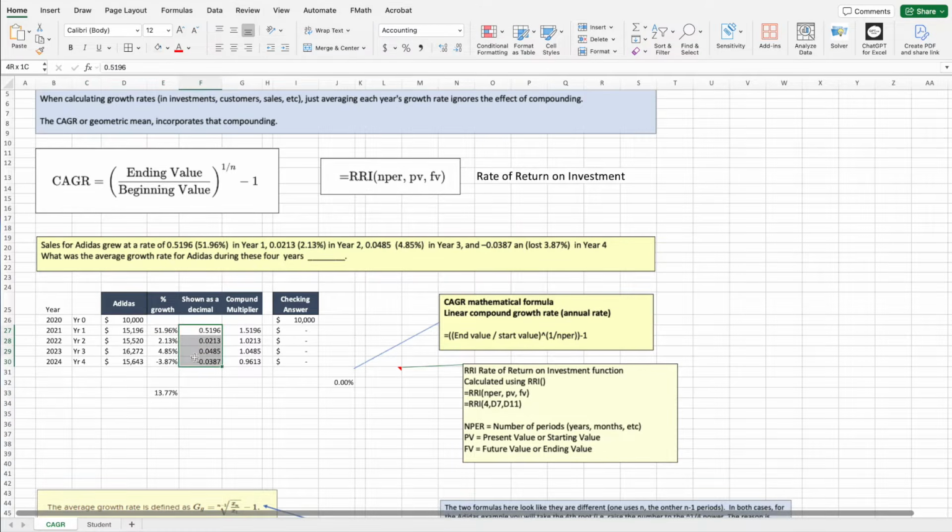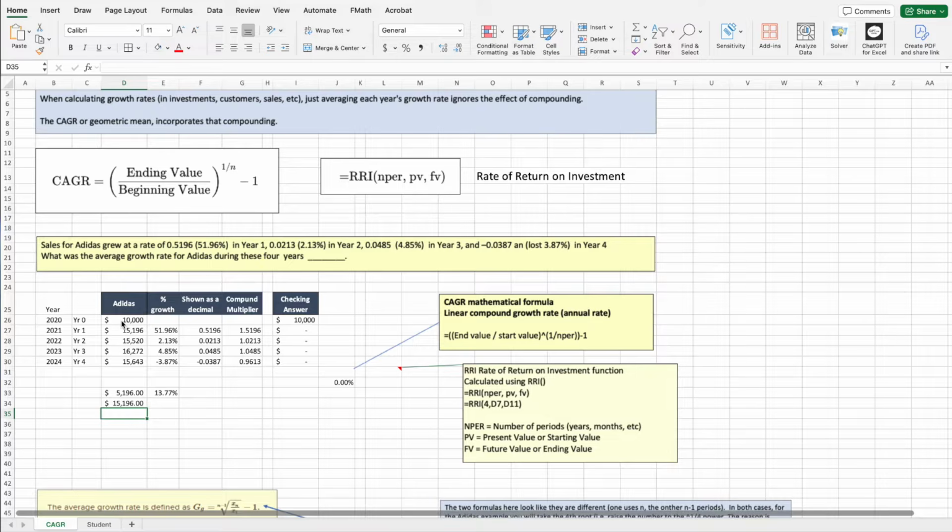Now I've shown you this as a decimal, and we can take this 10,000 as an example, equals 10,000 times our growth rate, and we see we made $5,196 in profit. But that's not our account value. Our account value is this 5,000 plus our original investment, and our account value is 15,196.